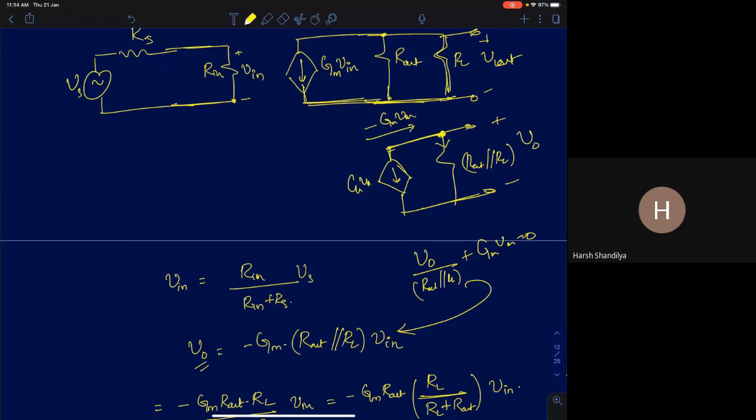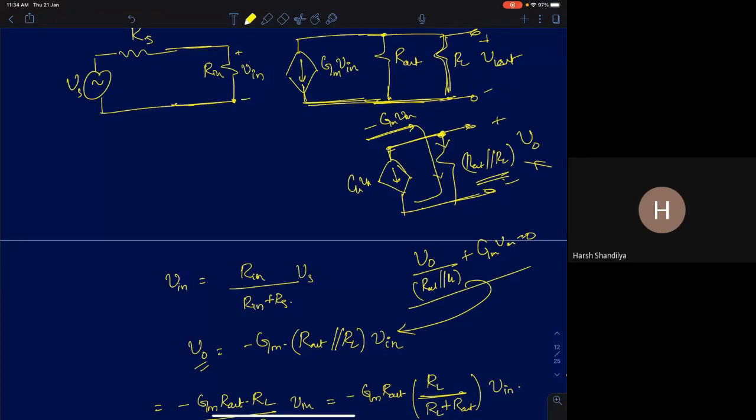Now visualize it this way. I see it as a current flowing through the resistor. This is the path in which it is flowing. So the voltage drop across the resistor is the output voltage itself. So it's minus GmVn into Rout parallel RL. That's it. This is the way we'll slowly start understanding it intuitively, so that you don't have to write an equation like this.